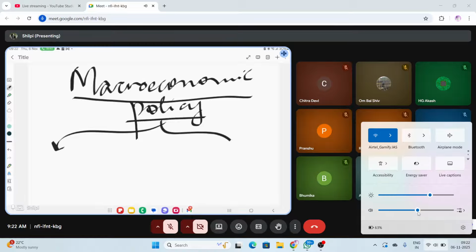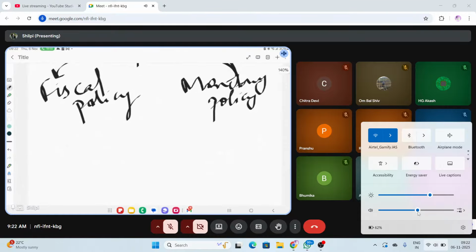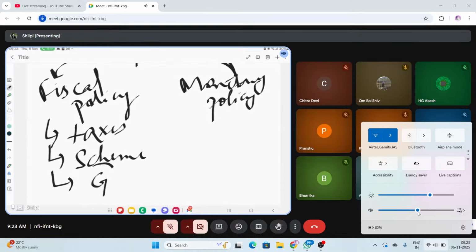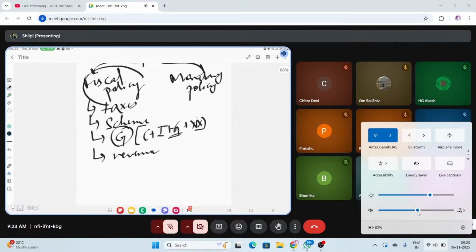There we deal mainly with two policies. One is fiscal policy, one is monetary policy. Fiscal policy is anything related to government expenditure, government revenue, anything associated with the taxes collected by the government, any scheme expenditure done by the government, the expenditure that we saw in the formula of C plus I plus G plus NX, and the various sources of revenue of the government. So fiscal policy is anything that is associated with the government of the day.